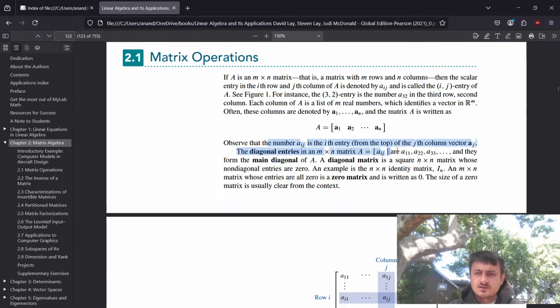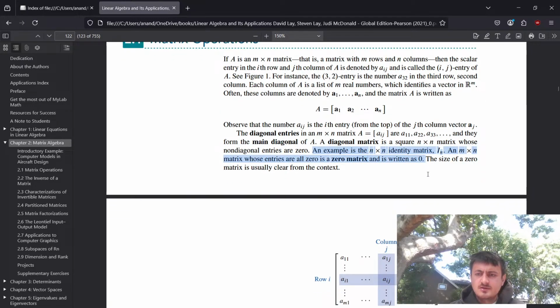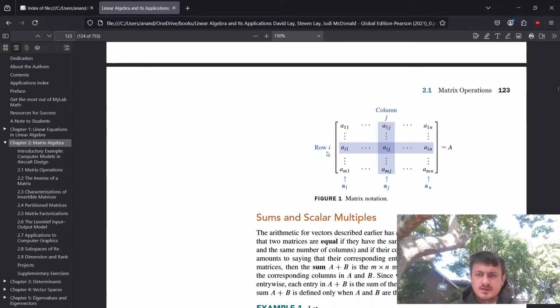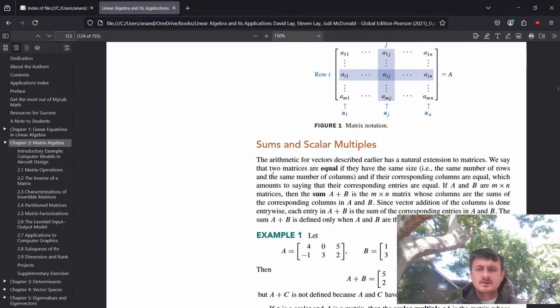Okay, the diagonal entries are the entries on the main diagonal. A diagonal matrix is a square matrix whose non-diagonal entries are 0. An example is the identity matrix. A matrix whose entries are all 0 is a 0 matrix. Okay, that's great. Okay, here's indexing.